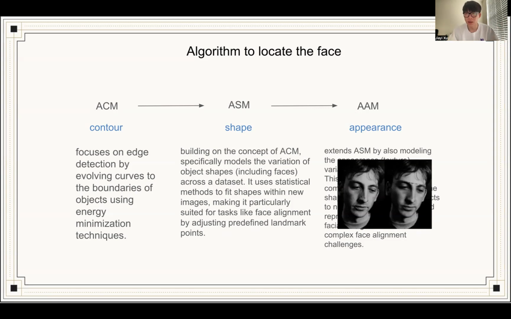And for AAM, this can not only detect where our face is, but also what our face looks like. For example, my face looks oily today, or the other day my face looked kind of dry and more clear, and appearance can help us understand this.